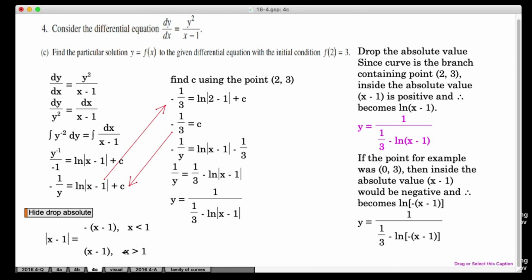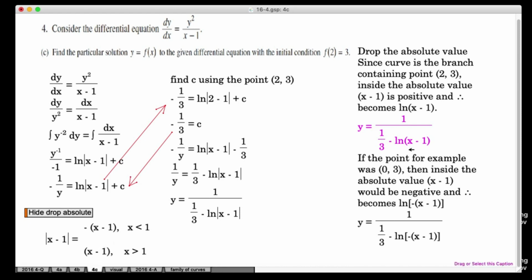Okay? When x is greater than 1, this is the other branch. If x is like 2, 3, 4, 2.1, it doesn't matter. When x is anything greater than 1, that would make this a positive. And so in order to get rid of the absolute value, I don't need to do anything to it. It's just x minus 1. So there's my two branches.